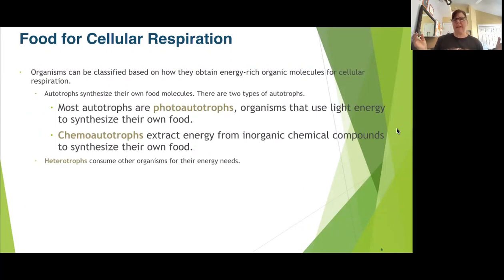Basically, we're saying there are 2 types of organisms: autotrophs and heterotrophs. Within the autotrophs, there are 2 subcategories. Auto means that they make their own food. So we have our photosynthetic organisms, or photoautotrophs, that use light to make their food. And we have chemoautotrophs that use inorganic chemical compounds like sulfur as their food source. And then we have heterotrophs. Heterotrophs obtain food by eating other organisms.